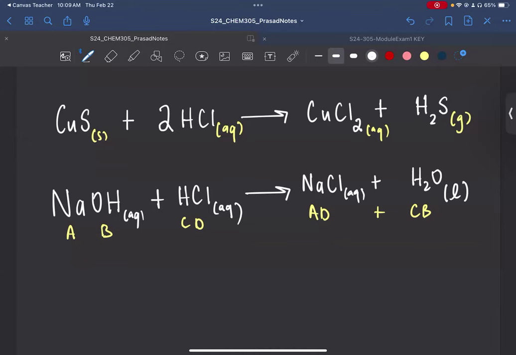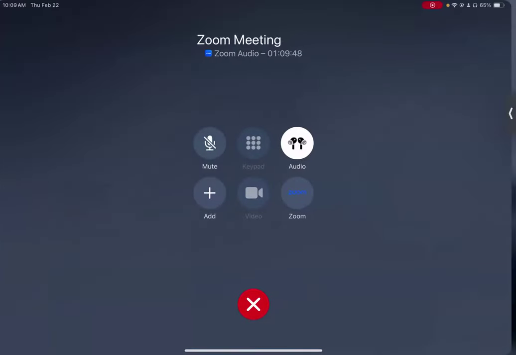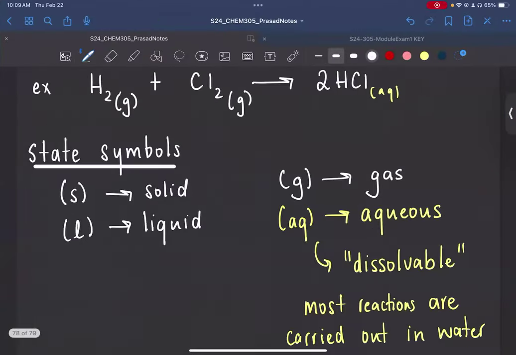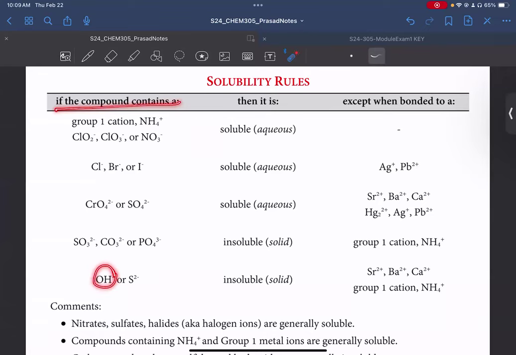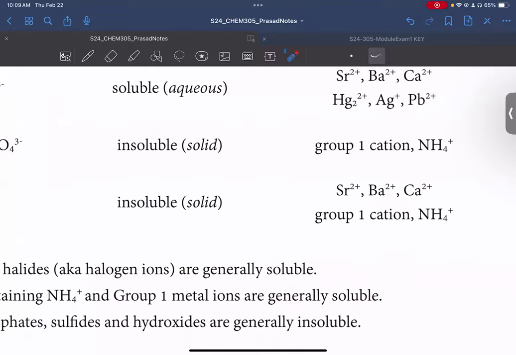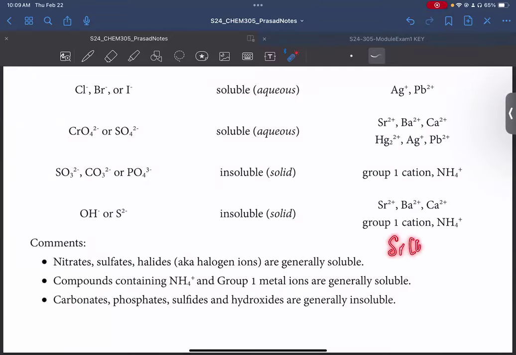It is aqueous, yeah. So if we read the table, it says, if the compound contains an OH, then it is solid, except when bonded to a group 1 cation. Correct. So you can regard it as Sr(OH)2, NaOH, KOH, just all the combinations that can happen with these exceptions.